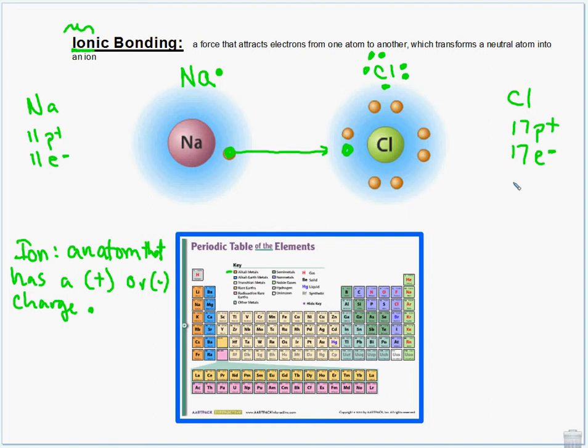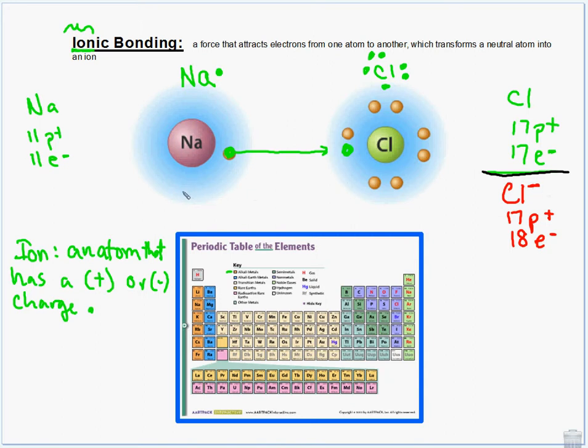So all of a sudden, now we have a chlorine ion, and it's actually called a chloride ion, and we'll talk about that a little bit later. It's written like that because now it has 17 positively charged protons and 18 electrons. It has 1 more negative charge, so we write it as chlorine negative.